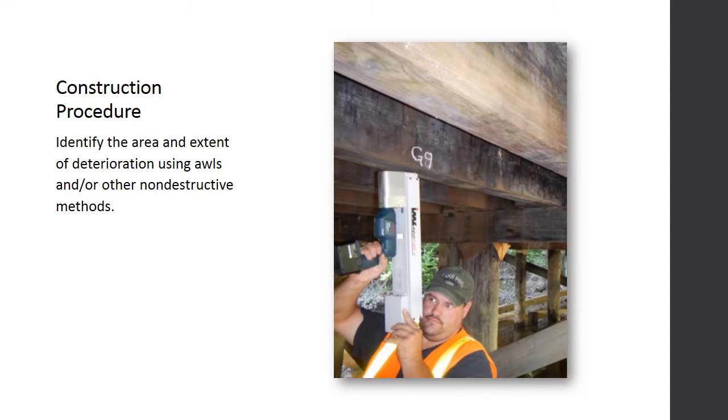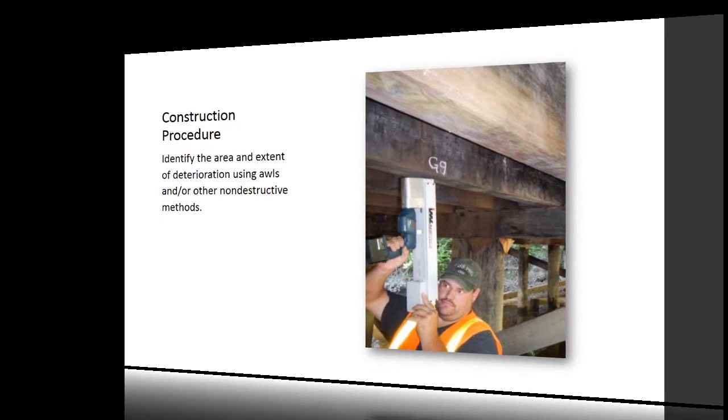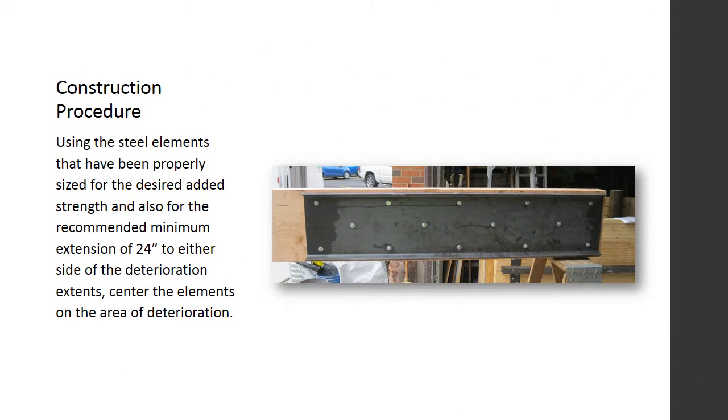The construction procedure begins by using awls or other non-destructive methods to identify the area and extent of deterioration. Using the steel elements that have been properly sized for the desired added strength and also for the recommended minimum extension of 24 inches to either side of the deterioration extents, center the elements on the area of deterioration.